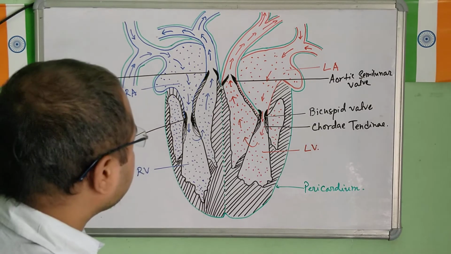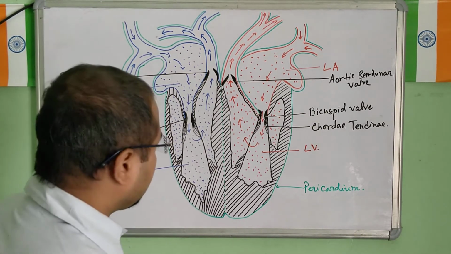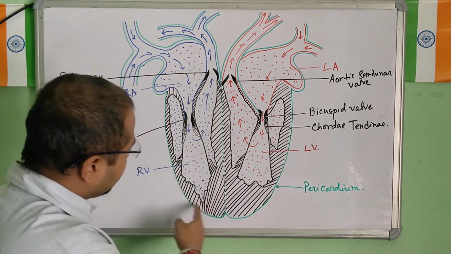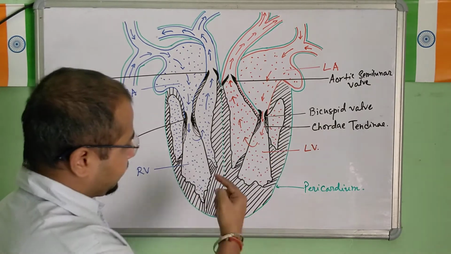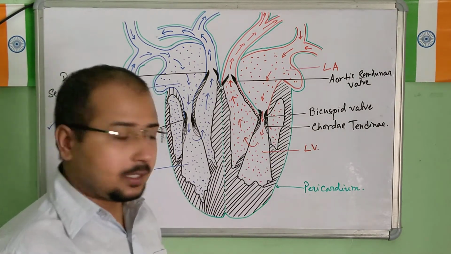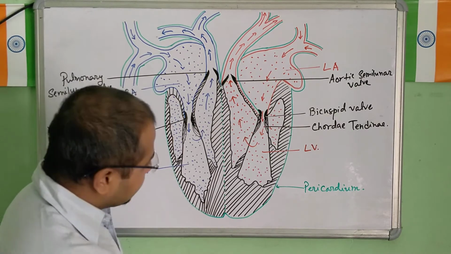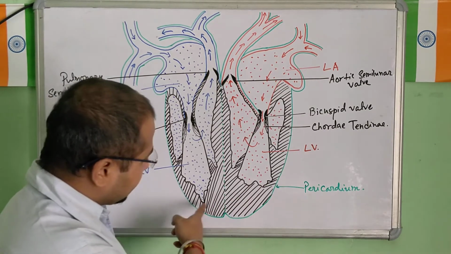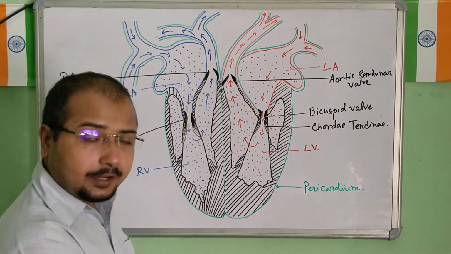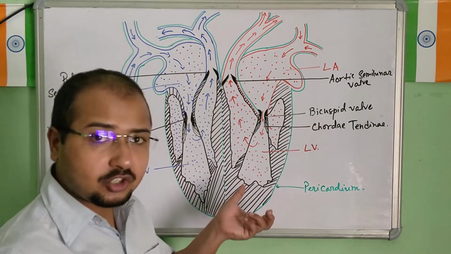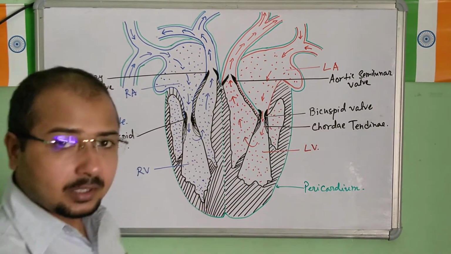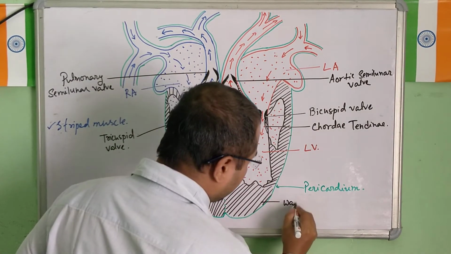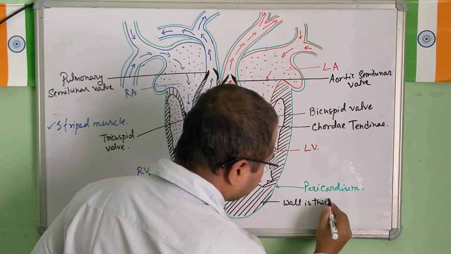Now look at the muscle here, the ventricular wall. This is the wall of the right ventricle, and this is the wall of the left ventricle. If you look at the diagram carefully, you will be able to see that the muscle of the wall of the left ventricle is much thicker than the wall of the right ventricle. Look very carefully. The wall of the left ventricle is much thicker. This is thinner, and here the wall is thicker.